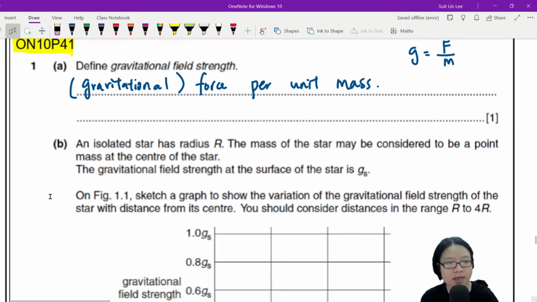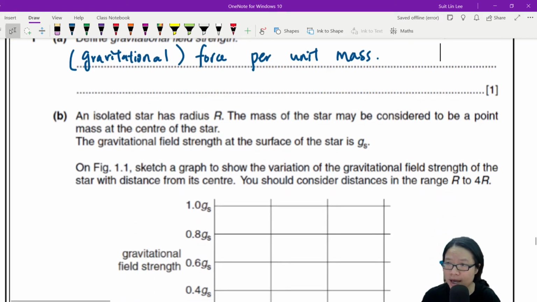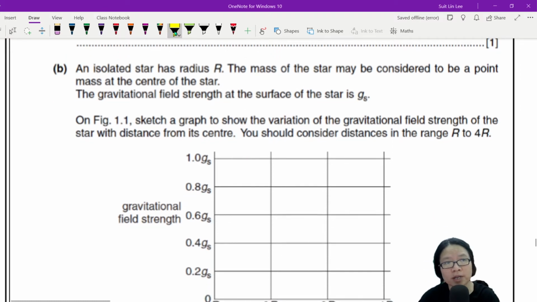Part B, an isolated star has a radius R, and the mass of the star may be considered to be a point mass at the center. Sometimes we tend to forget that all our gravitation assumption is assuming that it is a point mass, so that it's easy to do the calculation and we can apply Newton's law. Just remember that when you are defining Newton's law of gravity. Let's say this is a circle, and all the mass is concentrated in the middle. Let's say this is M.